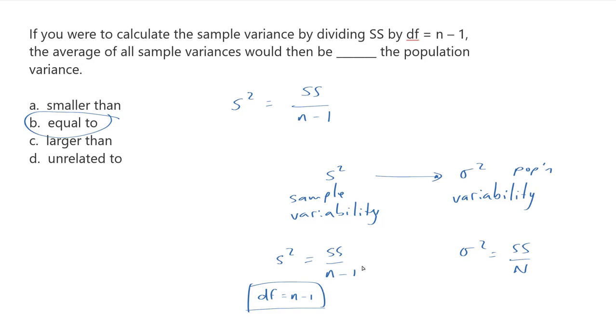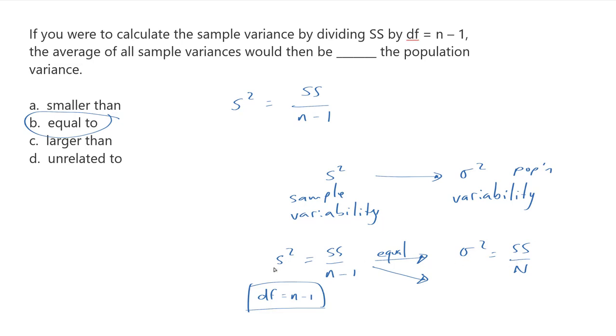What this does is it makes the entire fraction worth more. And because this is worth more, it adjusts our estimate. Instead of our estimate being too low, where the sample variance underestimates the population variance, it corrects and we get an estimate which is equal to the population variance.